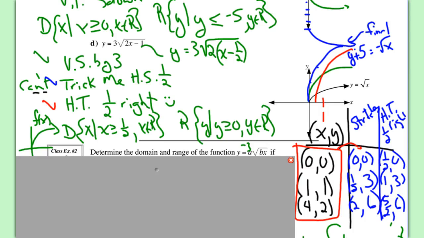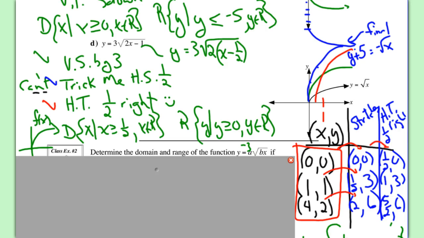They don't change at all. But if I stretch this point by a half and 3, it becomes (1/2, 3), and (4, 2) becomes (2, 6). So those points have now been stretched, and all we have to do is a horizontal translation a half right, and now we have our exact critical points.